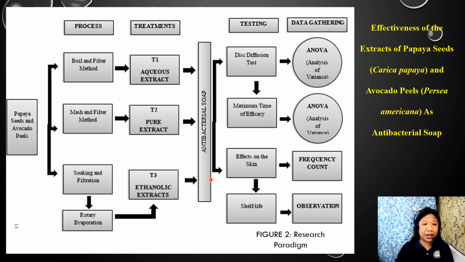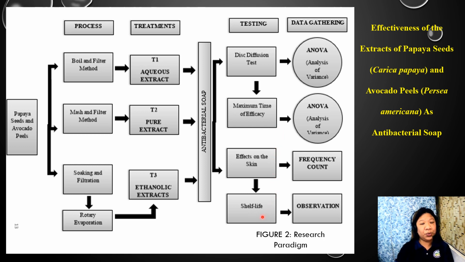So how will you check, let's say, the effectivity of that antibacterial soap? So the testing could be, for example, the disk diffusion test, the maximum time of efficacy, the effects on the skin, and the possible shelf life of the product.